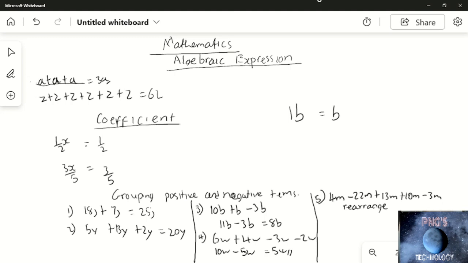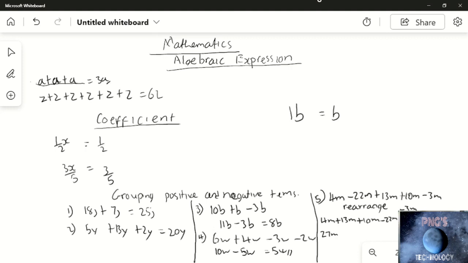So in this case, we can say 4m, let's take the positives. So we have plus 13m, then we have 10m. Then let's take the minus 22m minus 3m. So in this case, you can say 4m plus 13m plus 10m. So 13 plus 10 is 23, 23 plus 4 is 27. So this is 27m. Then minus 22 minus 3.